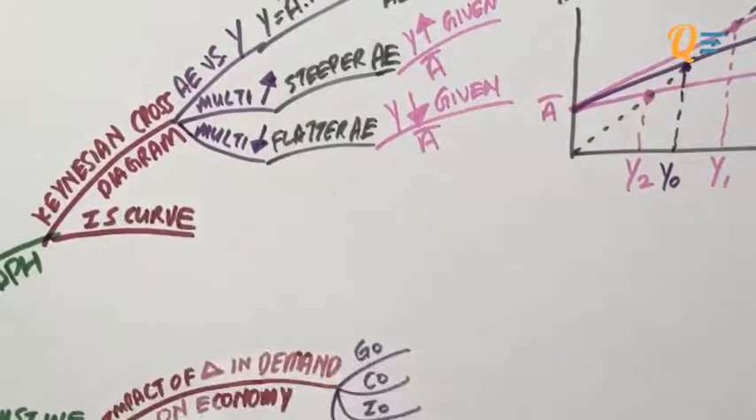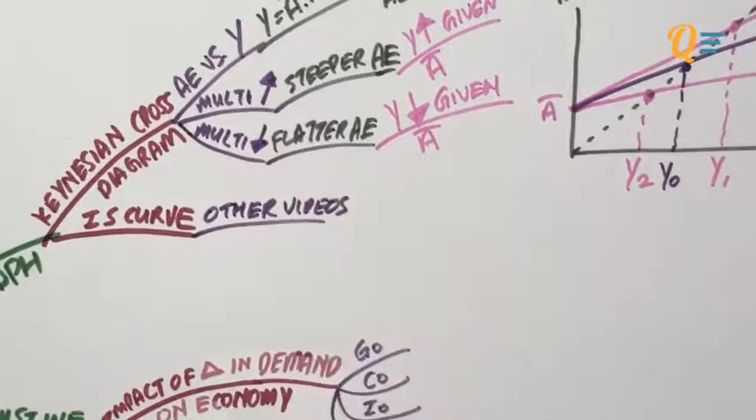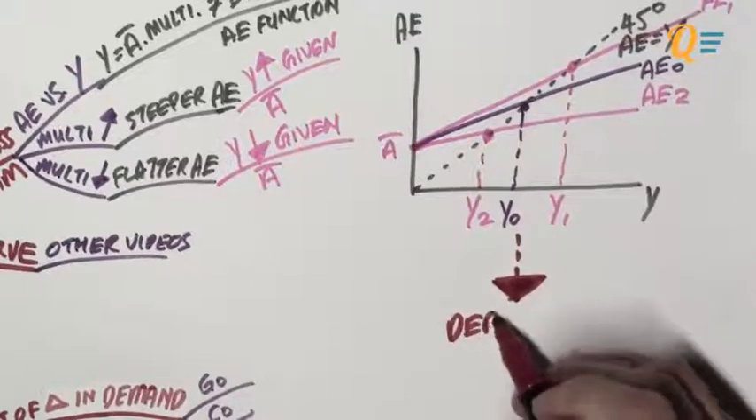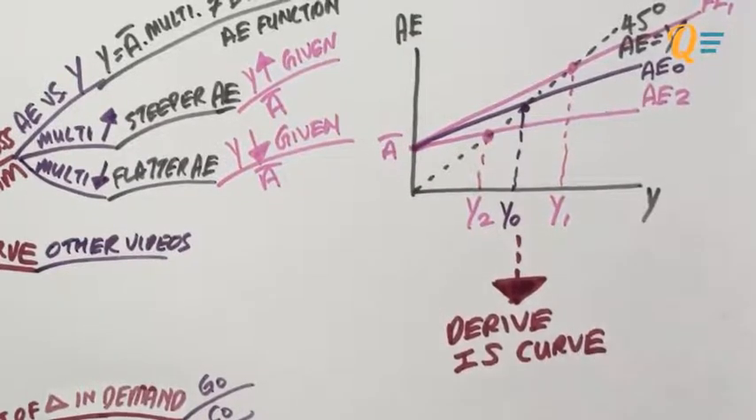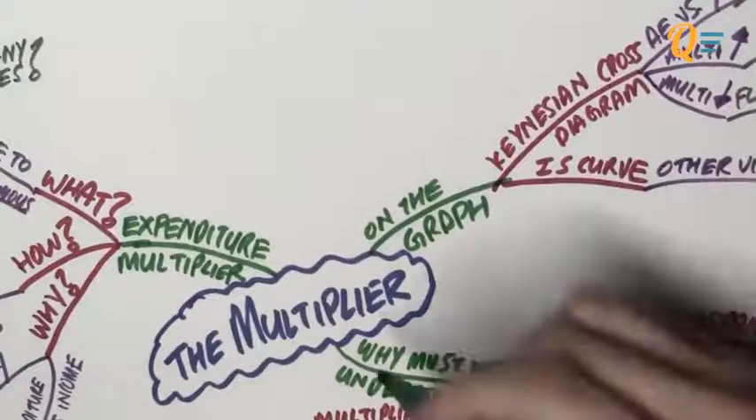Now, the other case where the multiplier is reflected on the graph is of course on the IS curve, which we will be going through in the other videos. This is important because you have to use your Keynesian cross diagram to derive your IS curve. So when something affects the Keynesian cross, it is going to affect your IS curve. We'll go into that in the later videos.